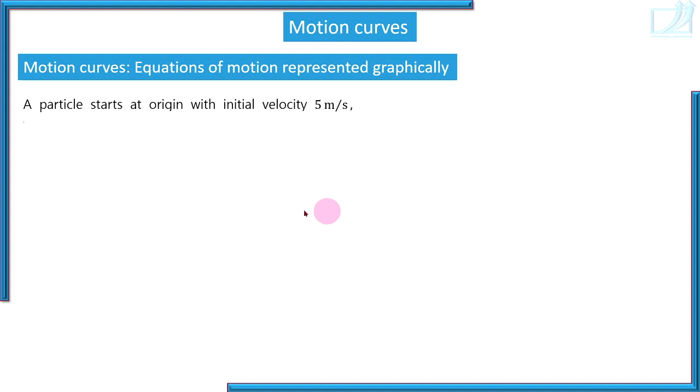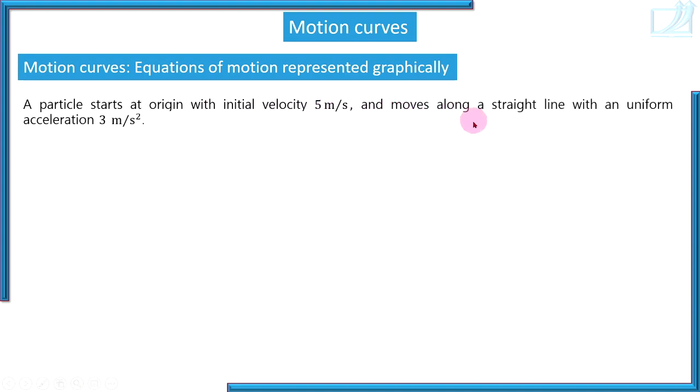Let's check this example. A particle starts at origin with initial velocity 5 meters per second. That means at t equal to 0, x is 0. It starts at origin, means the initial position is 0 and initial velocity is 5 meters per second. It moves along a straight line with a uniform acceleration 3 meters per second squared. So it is uniform acceleration. Write equations of motion.